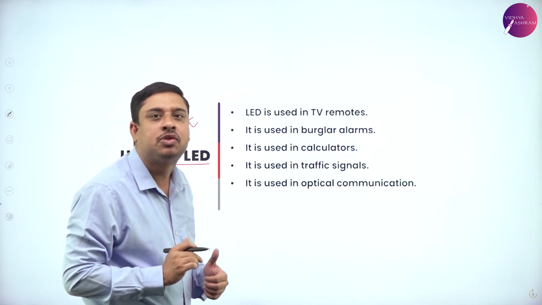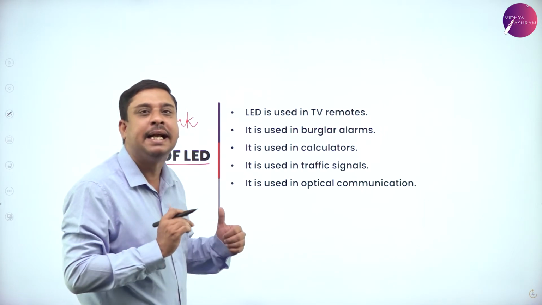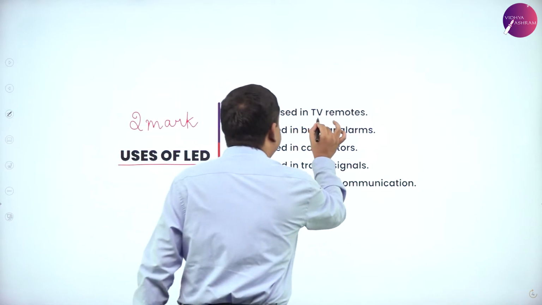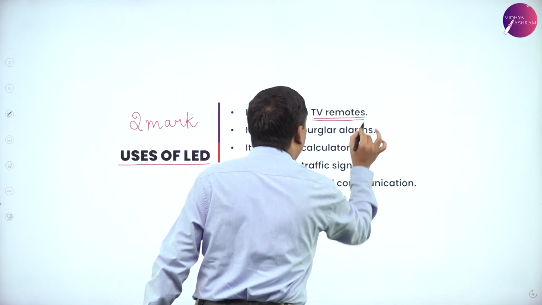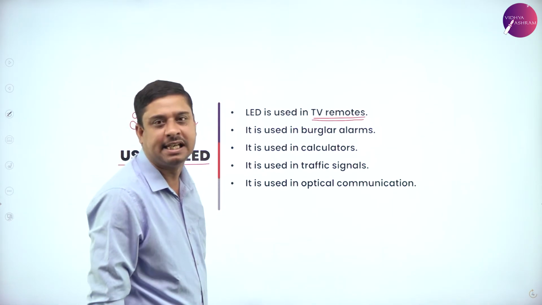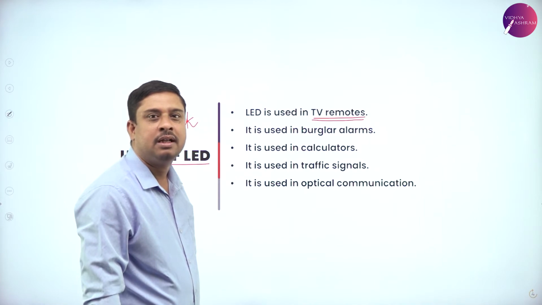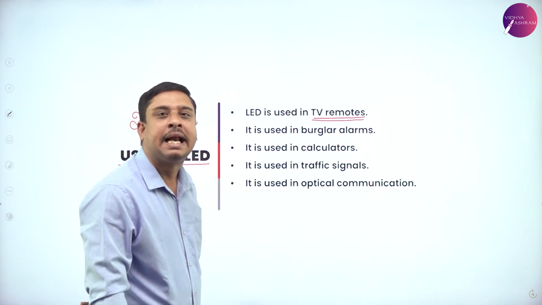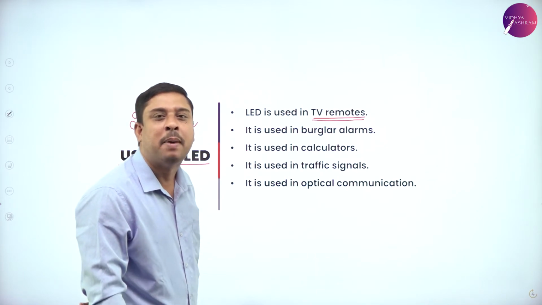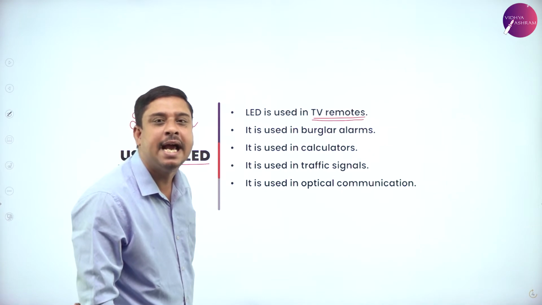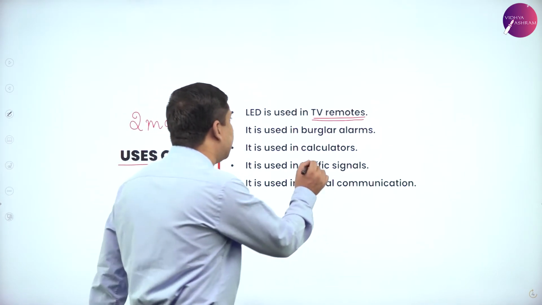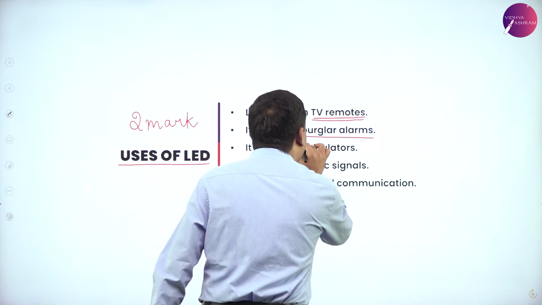The first use of light emitting diode, LED, is in TV remote sensors. The television remote sensors operate by using light emitting diode. It is also used in burglar alarms.